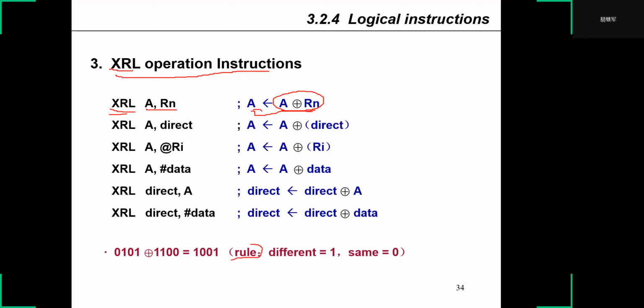The operation rule: if the bits are different we get one, and if the bits are the same we get zero. For example, 0 1 we get one; 1 1 we get zero; 0 0 we get zero, the same bits; 1 0 we get one.